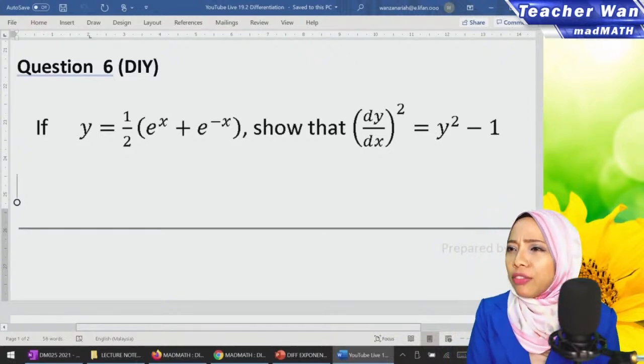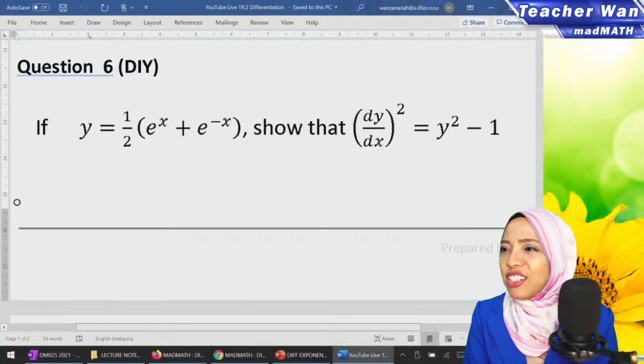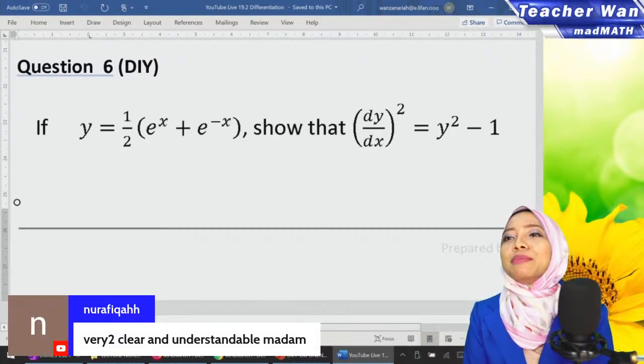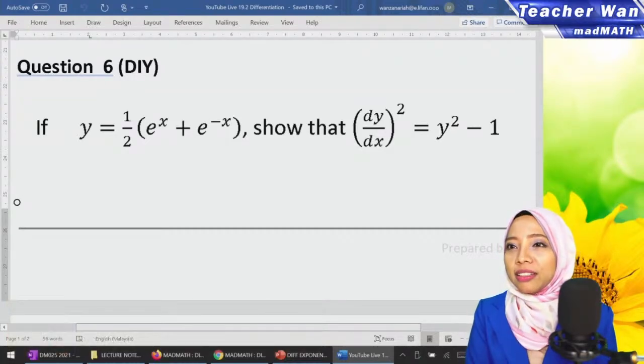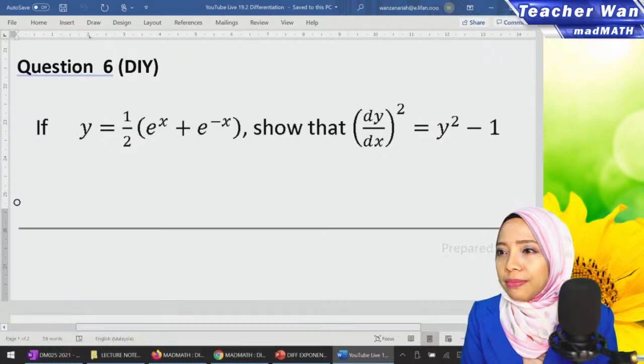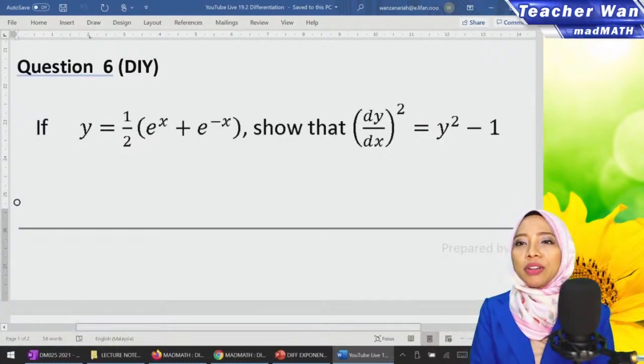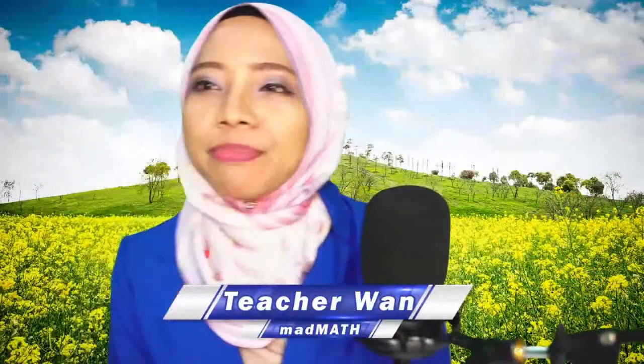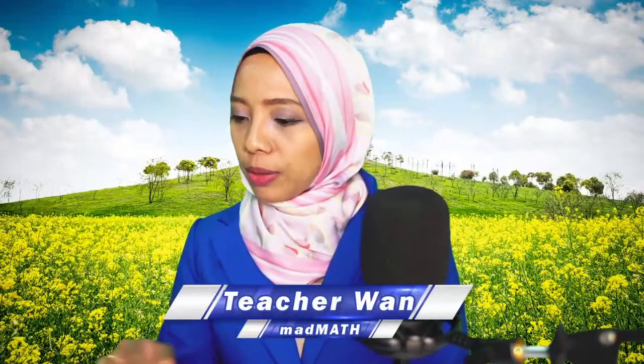Okay, Afiqah says very clear and understandable, madam. Okay, very good. I'm so happy for you. Zuraida, okay, thank you. Okay. I think that's about it.